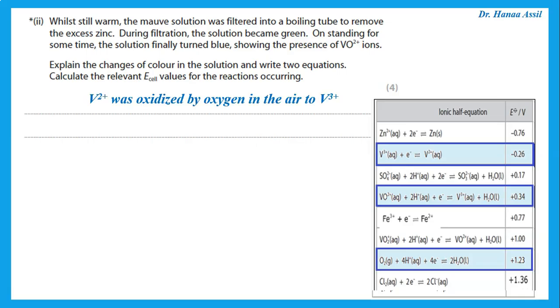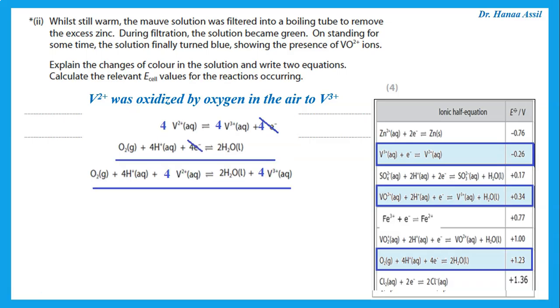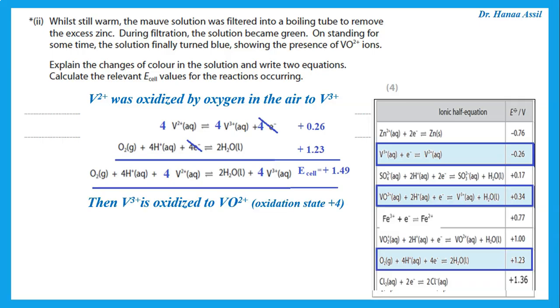Of course, if you look at these equations, then this means that the V2+ was oxidized by oxygen in the air, and then it became V3+, and this is the equation. Calculate the relevant E cell. Well, to calculate it, we add up the half equations, and this is the final half equation. The E cell for each of these: if I'm going from V2+ to V3+, then I am inverting the sign in the table. Oxygen going to water, I wrote it as it is, and then I add them all up. The E cell for that V2+ to V3+ is this total E cell.